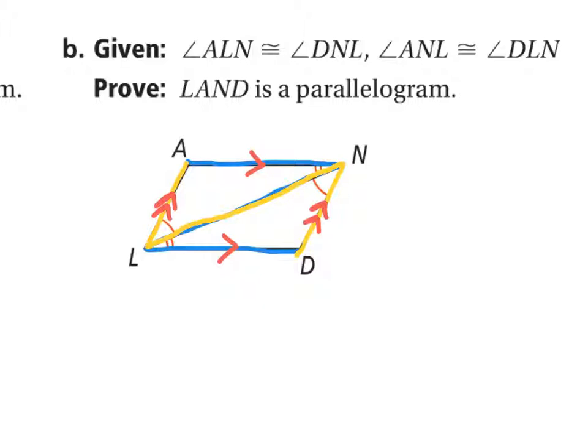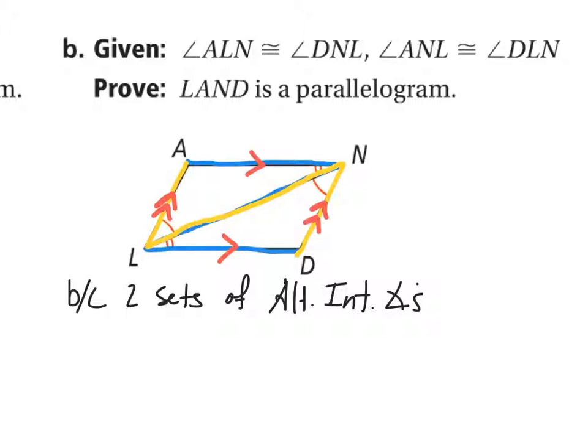So now my question is, because we have two sets of alternate interior angles, then LAND is a parallelogram. Why? We've shown that we have those parallel segments. So then why is it a parallelogram?